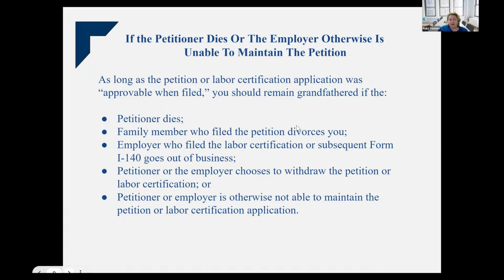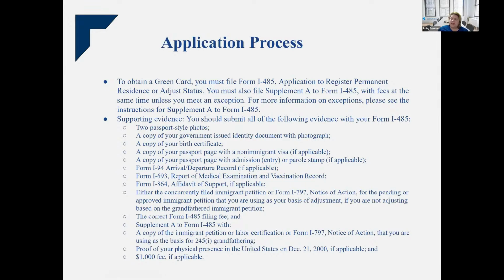We might be going a little too much in the nitty gritty here, but basically it's like what we said, the I-140 and the I-145A. And then generally what you normally put in lots of these things are passport style photos, a copy of your government ID, birth certificate, passport page of your visa, and proof of your stamps if you have those. Medical exam is good to have. Remember, now you need to have your COVID vaccine. And then the affidavit of support if applicable, and then showing the visas available plus the filing fees, which right now the I-485 is $1,225 and the Supplement A is $1,000, and then proof that you're grandfathered.